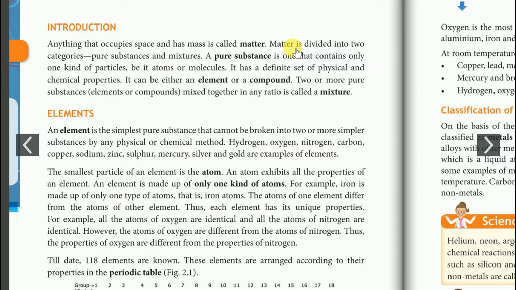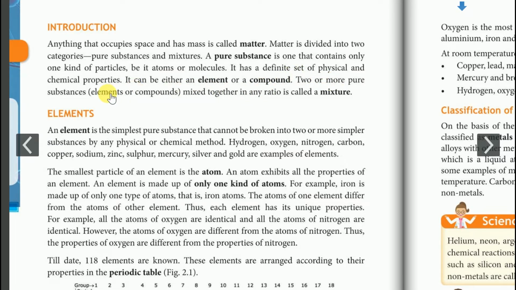Now, matter is divided into two categories: pure substance and mixture. What is a pure substance? A pure substance is one that contains only one kind of particles. It may be atoms or molecules. These pure substances are further classified into two main categories: one is element, another is compound.